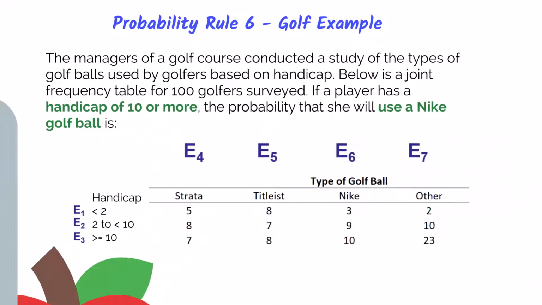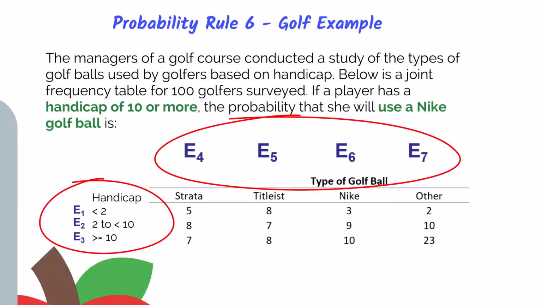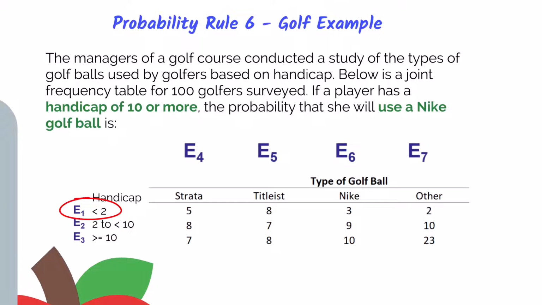The managers of a golf course conducted a study on the types of golf balls that golfers use based on their handicap. The lower the handicap, the better the golfer plays. We have a joint frequency table for 100 golfers surveyed. If a player has a handicap of 10 or more, what's the probability that she will use a Nike golf ball? Each row of the table represents 3 ranges for the golfer's handicap. As you can see here, the different events of interest have been labeled with an upper E and a number. So for example, E1 is the event that the golfer has a handicap of less than 2. Then in the columns are the types of golf balls or brands that each golfer used.